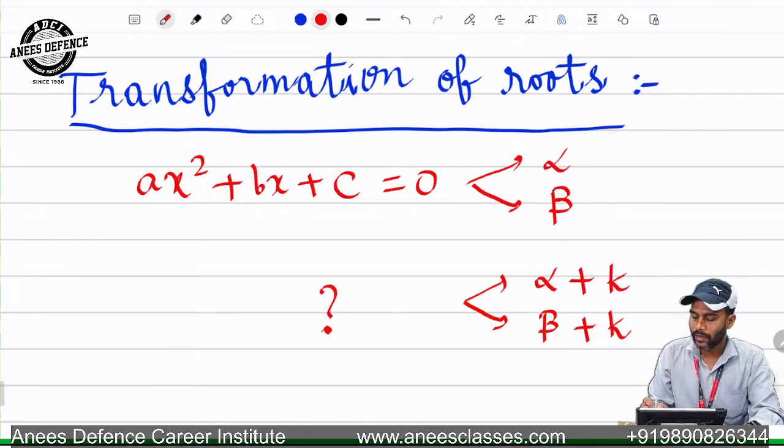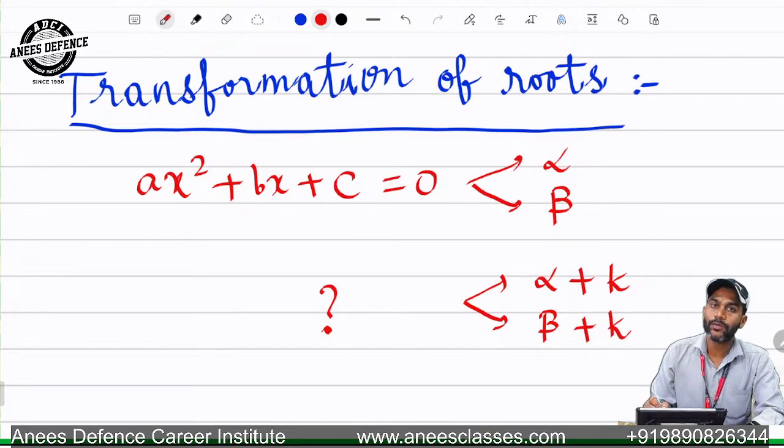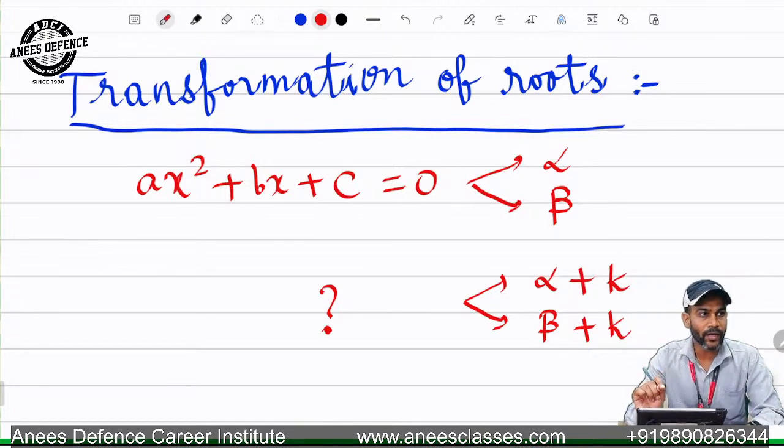Yes or no? Why symmetrical? Because we have added k to both the roots basically. I mean, same number you should add in both the roots. Same number you can subtract from both the roots. Same number you can multiply to both the roots, or same number you can divide. Yes or no? Yes, understood? Okay, so that is nothing but transformation of roots.